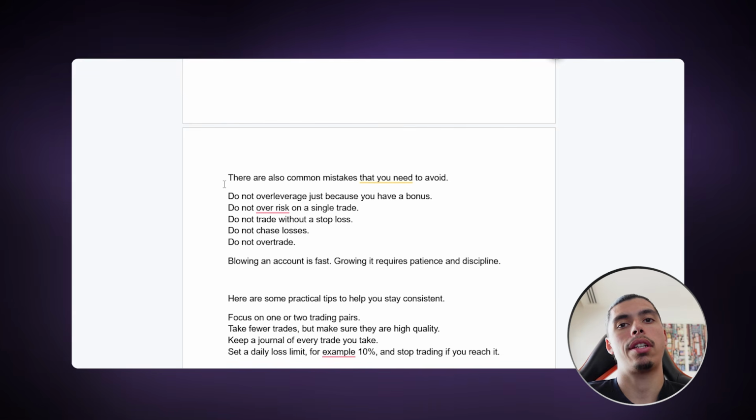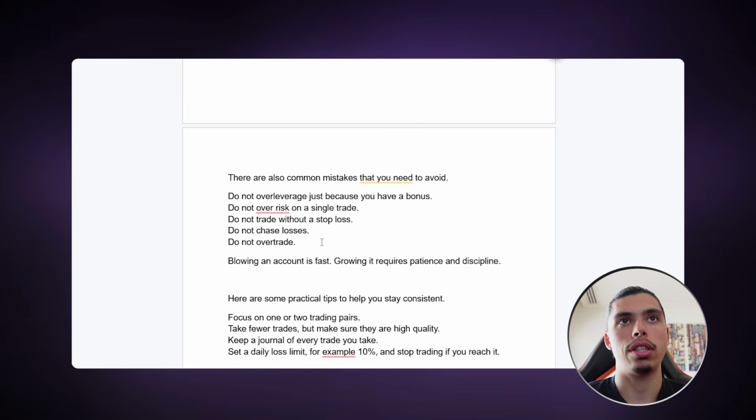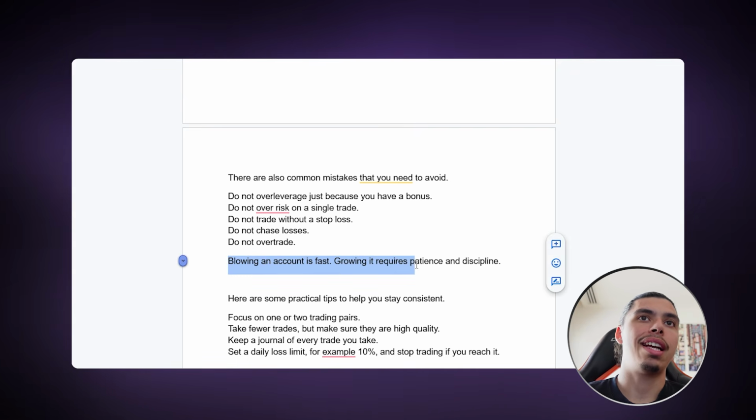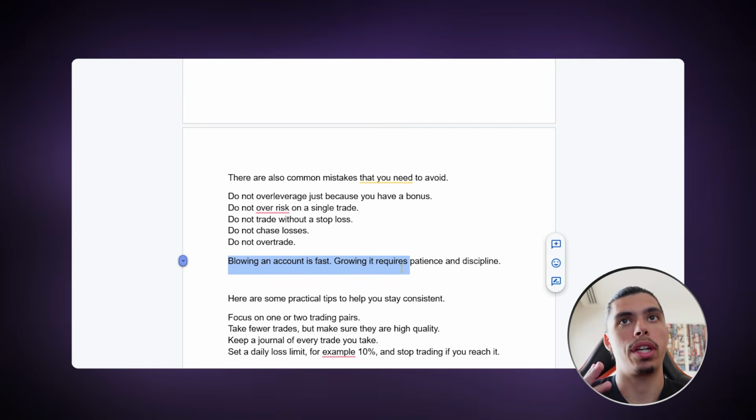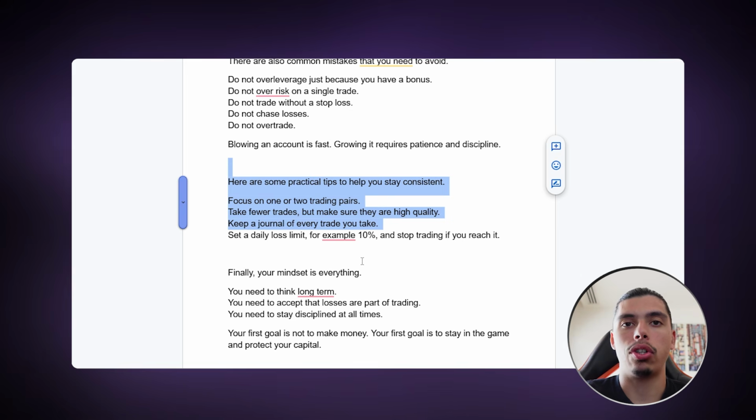These are common mistakes. These are stuff you've probably heard before. If not, read through it. This is to remind you: no over leveraging, no over risking. Do not trade without a stop loss. Do not chase losses. I like this saying: blowing an account is fast, growing it requires patience and discipline. And this is the honest truth. So you can read through this, write a journal, have a loss limit. All of this stuff is going to be healthy.